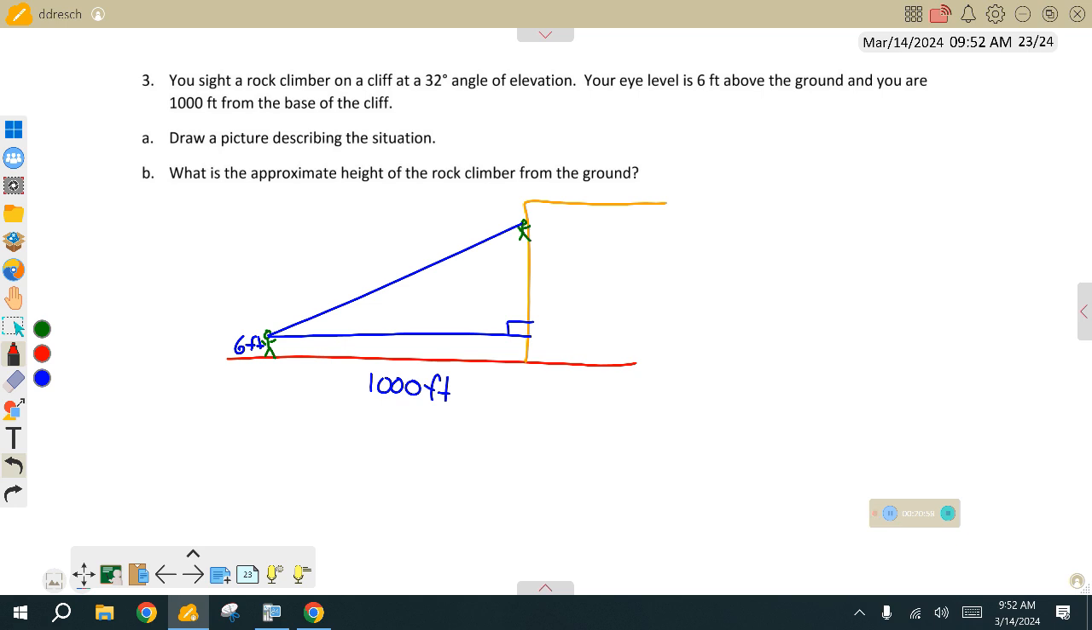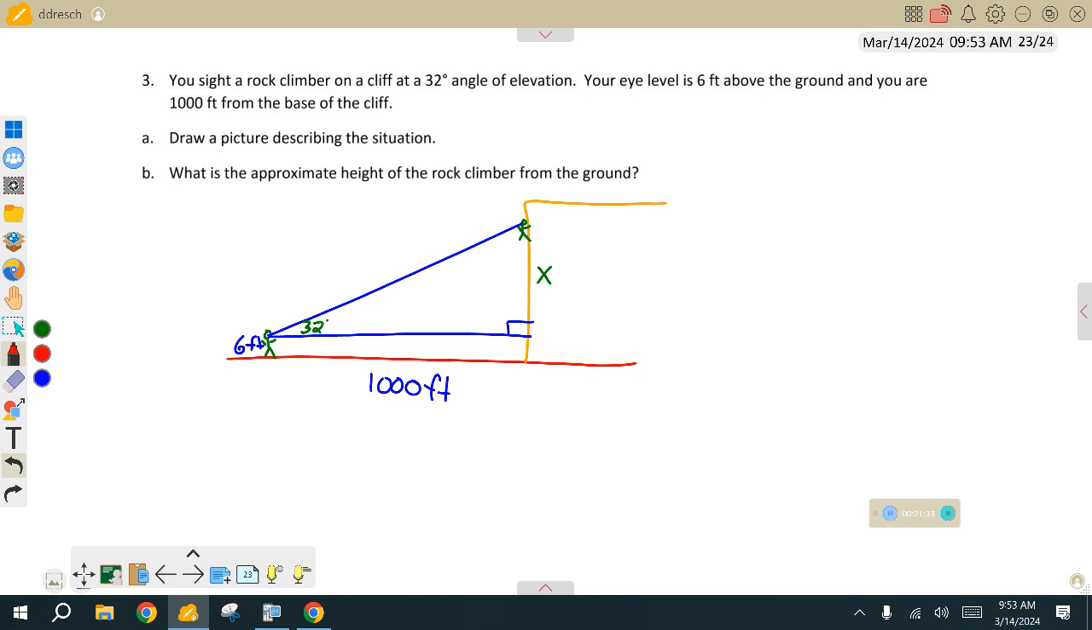So in this instance, when you throw that 32 degrees in here, where is it going? The bottom angle or the top angle? It's going at the bottom, because you are the one that sights the rock climber. You sight that rock climber at a 32 degree angle of elevation. That's the angle being created by the horizontal. So that's that 32 degrees looking up. What are we actually trying to find? The approximate height of the rock climber, right?